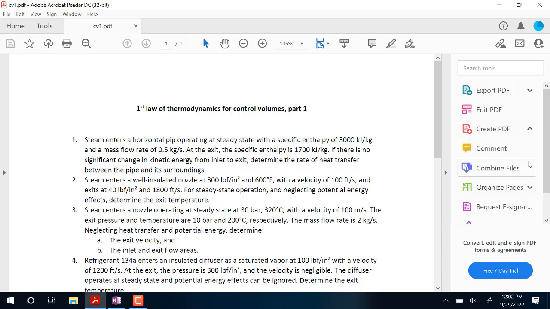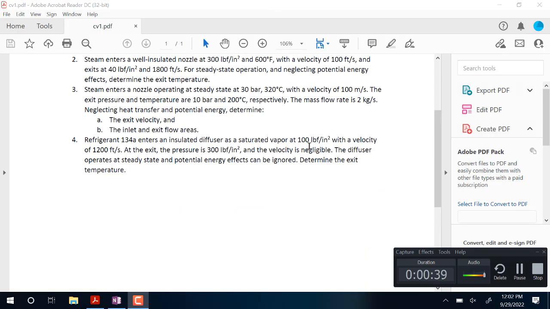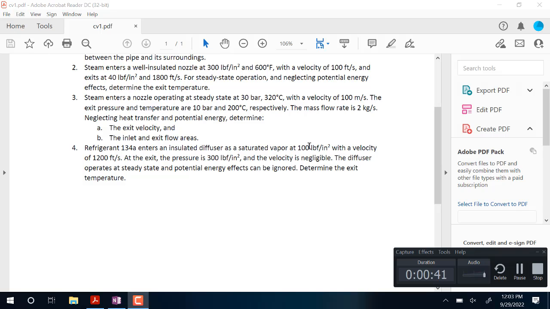Okay, so last time I started just going through a bunch of the problems that didn't have solutions on D2L as we get ready for the test next week, and I'm just going to keep doing that. So the first one I'm going to do is number 4 from control volumes number 1.